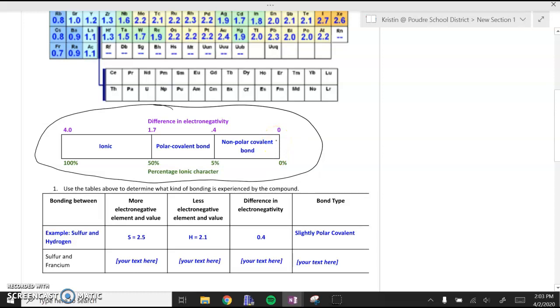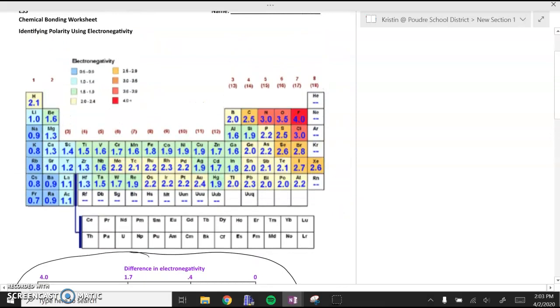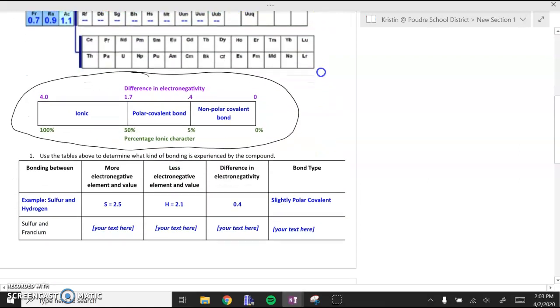The green percentages on the bottom, you don't really need to worry about too much. It's just a different way of thinking about the same thing, but we are going to be using the purple numbers. So if we look at this first example that I did for you, I want to think about the bonding between sulfur and hydrogen. So I would go up to my table and I would find sulfur and hydrogen. So they're 2.5 electronegativity for sulfur, 2.1 electronegativity for hydrogen.